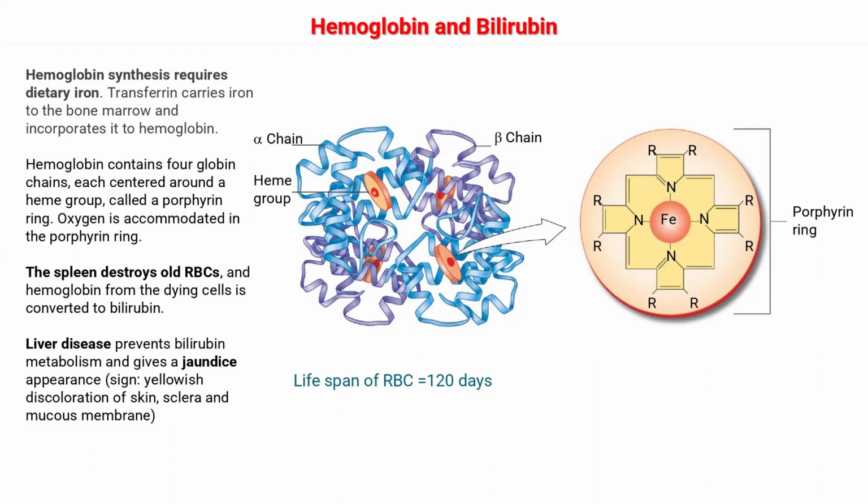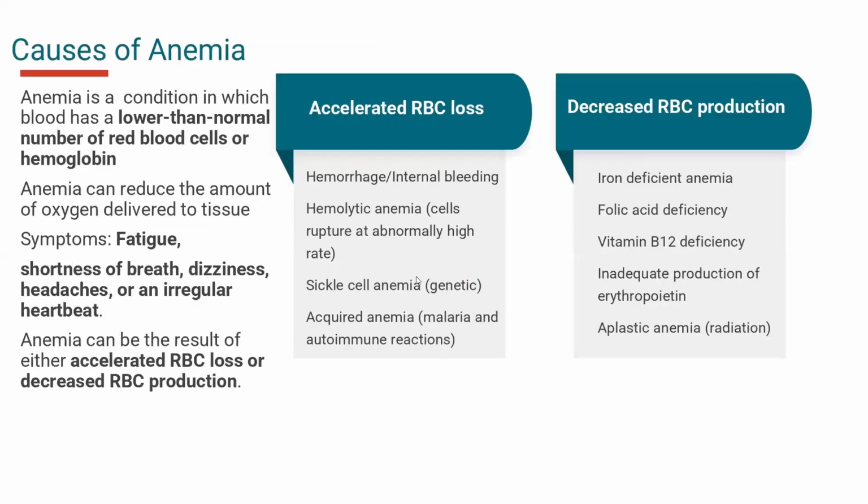Again, hemoglobin is heme and globin. Heme is the main unit in the center, and this is mainly iron, okay? And transferrin carries this iron to the bone marrow for hematopoiesis and so on. Then around heme, there are 4 globin chains, alpha and beta chains. Causes of anemia. There are so many classifications and so many causes of anemia. Anemia is a condition in which blood has a lower than normal number of red blood cells or hemoglobin.